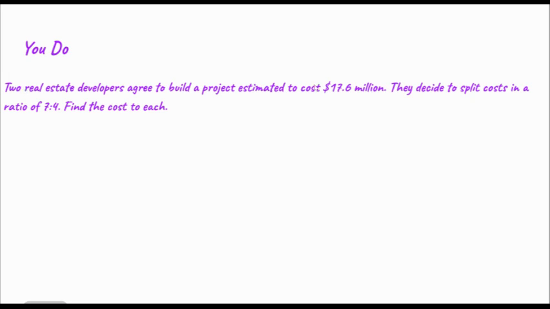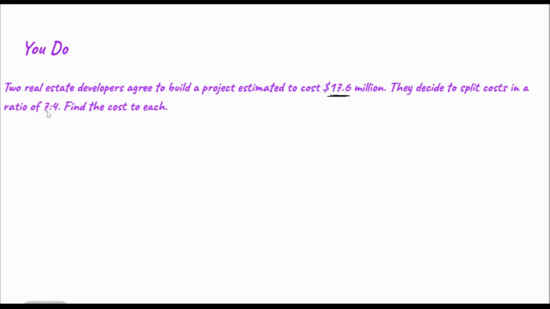So go ahead and give this word problem a chance, and then we'll go over the answer together. All right, so for this problem, we have 2 real estate developers agree to build a project estimated to cost $17.6 million. They decide to split the cost in a ratio of 7-4. Find the cost to each of them. Okay. Here we go. So 7-4. Now this one's a little tricky because this $17.6 million, is that for which real estate developer? Well, it doesn't say. That's for both of them combined.